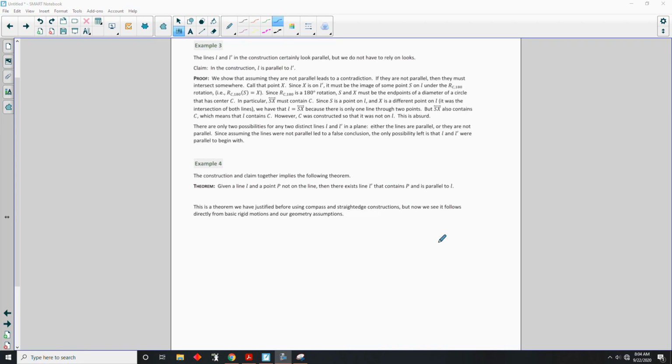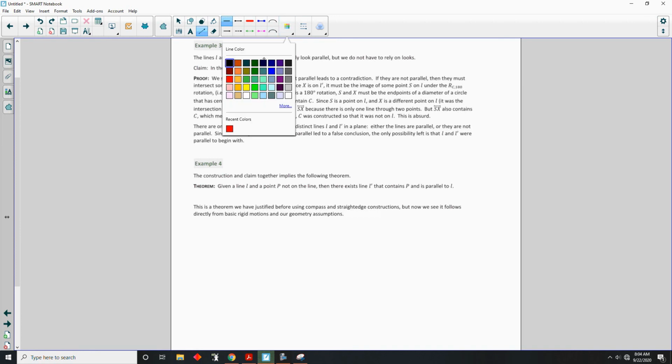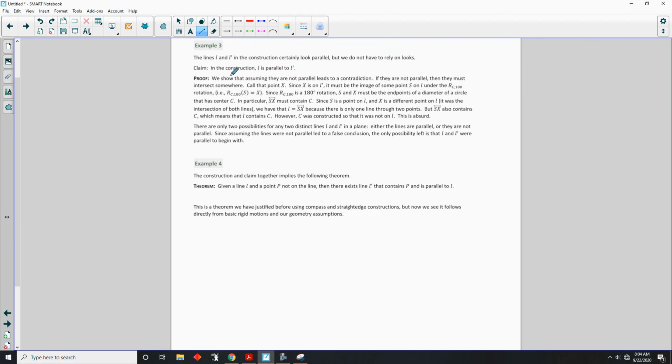Okay, so just reading that, it may just seem a bunch of total confusion and you still don't know what they were saying. So let me try to explain what happened here. Alright, so we showed that assuming they are not parallel leads to a contradiction. If they're not parallel, then they must intersect somewhere. Call that point X, since X is on L prime.